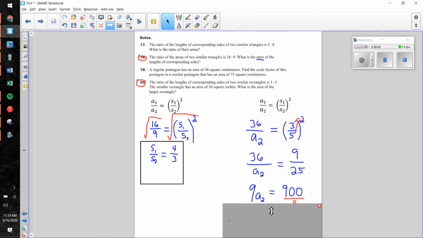And then from there, the last thing we had to do to solve for A2 was to divide both sides by 9. The 9's canceled. 900 divided by 9 got us 100. So the area of the second figure here was 100.